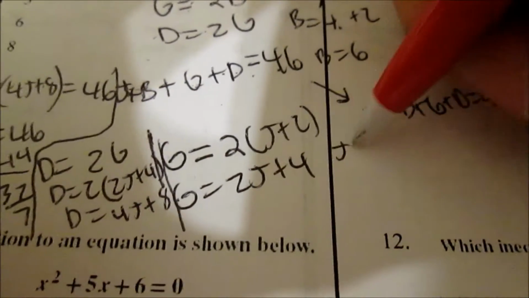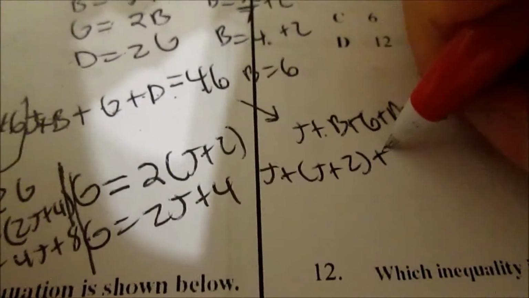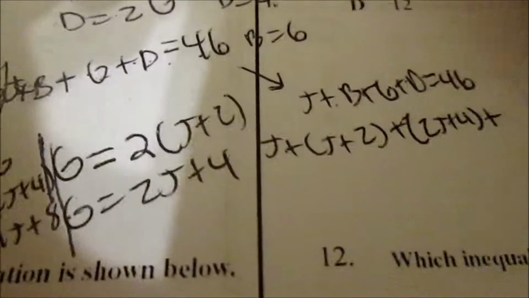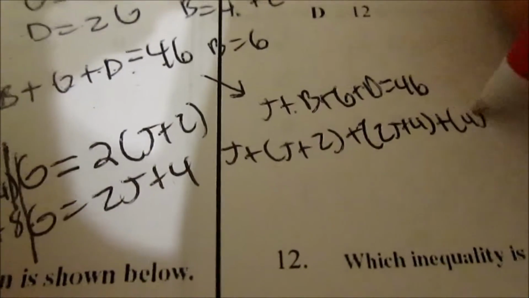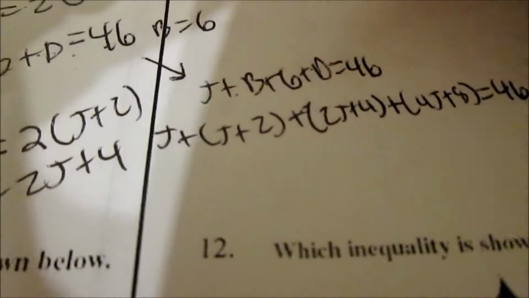J first, then instead of B, I'm going to use this, J plus 2. Now, instead of G, I'm going to use this down here, 2J plus 4. Plus, and instead of D, I'm going to use this, 4J plus 8. And all of their ages equal 46. It looks really long. It's definitely going to need to be condensed down.